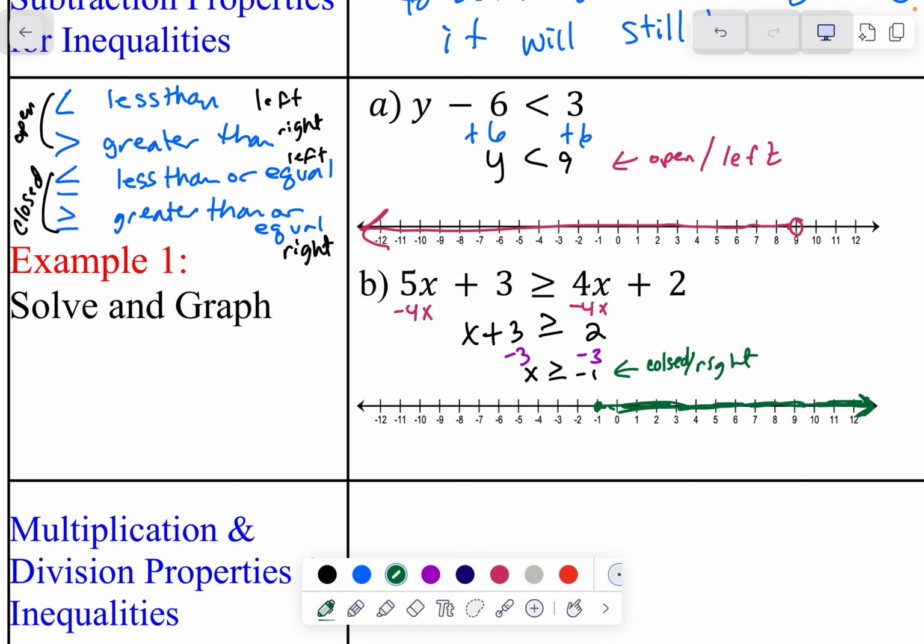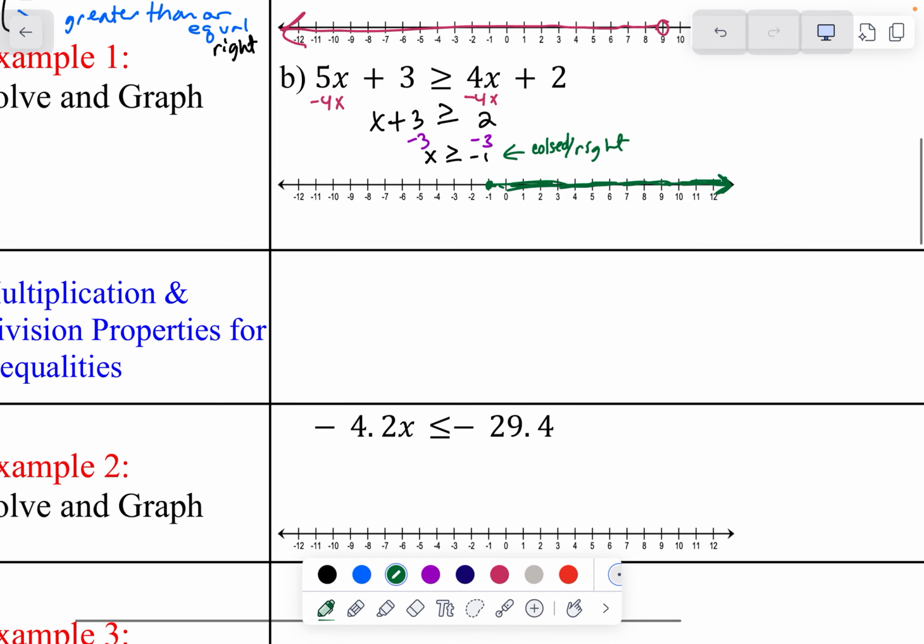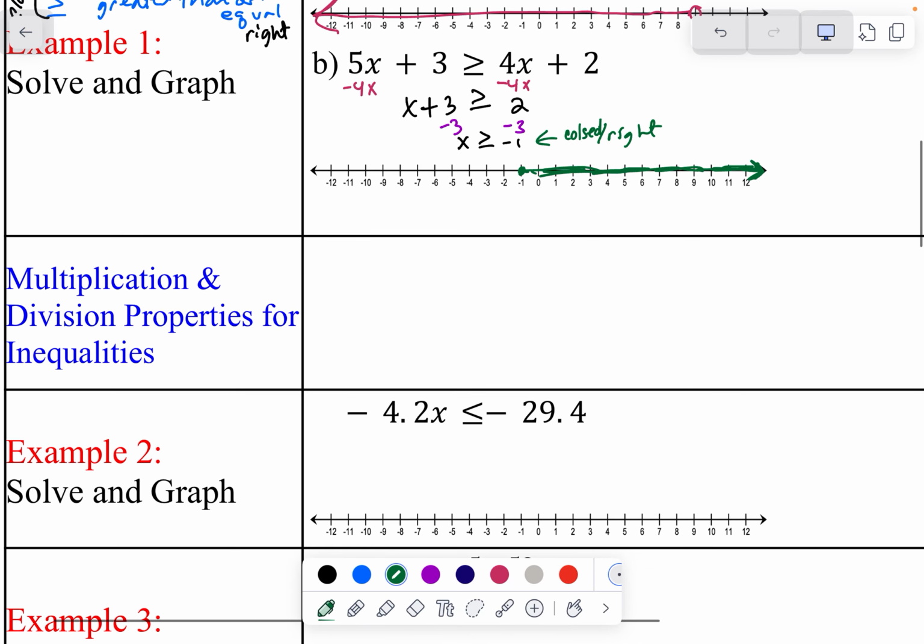Now, in example 1, A and B, we only had to move things around. We just had to add or subtract things. But we do have to be a little more careful about multiplying or dividing things. So some people are still finishing example 1. Do we have any questions about example 1 before we move on to the multiplication and division properties? Any questions there? Okay. Now the next property we need to deal with is our multiplication division properties.